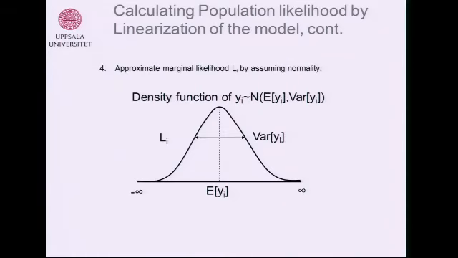And the last step then to calculate the marginal likelihood is just to assume a normal distribution with this expectation value and this variance. So that's another way to calculate the marginal likelihood.